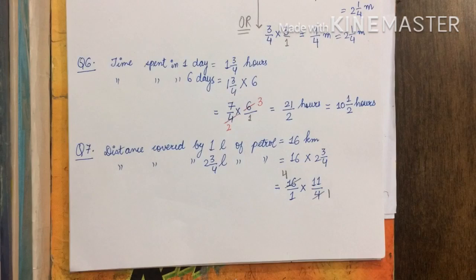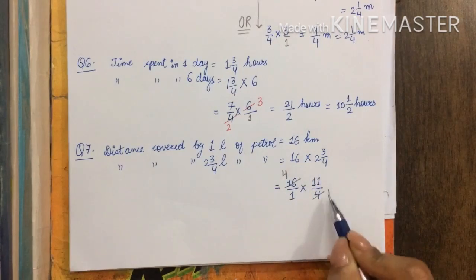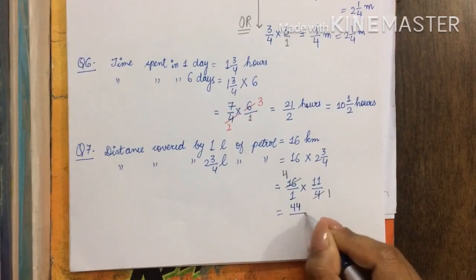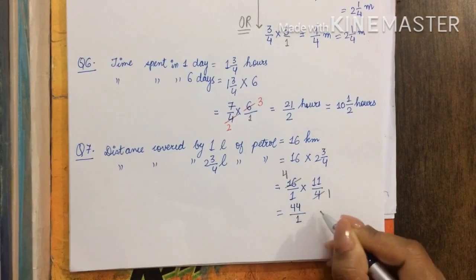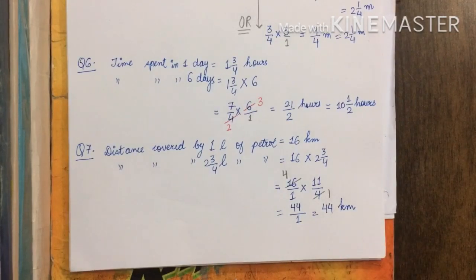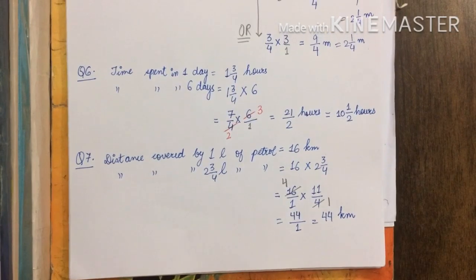Now you can give your answer. Multiply the numerators, multiply the denominators. So in the numerators you get 44. In the denominators you get 1, which can be ignored. So the answer is 44 kilometers. This is your answer for the 7th question.